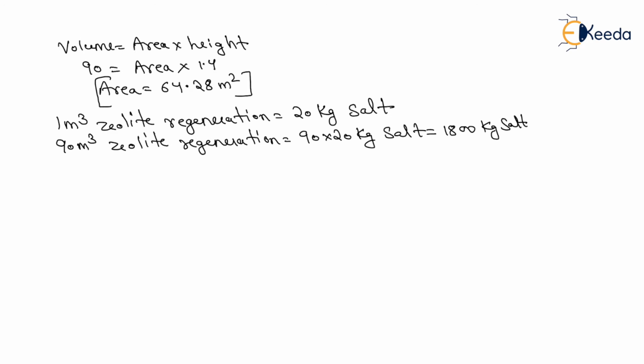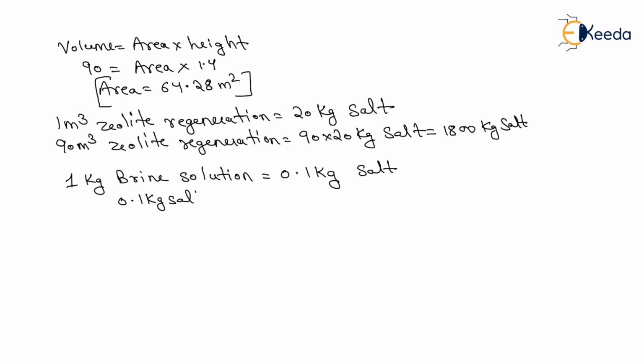Now again it is given in the question that the brine solution contains 10% salt. So we take the quantity of brine solution as 1 kg. The 10% of 1 kg is 0.1 kg. So 1 kg of brine solution contains 0.1 kg salt. We reverse this equation: 0.1 kg salt is present in 1 kg of brine solution.